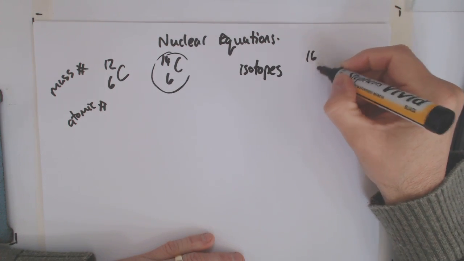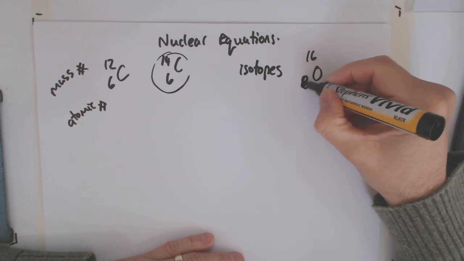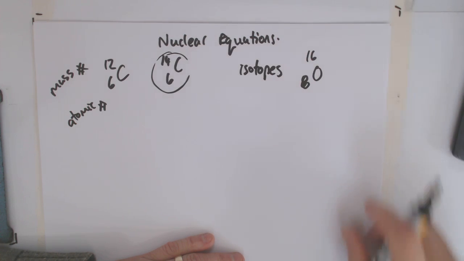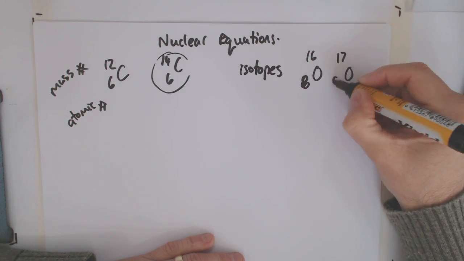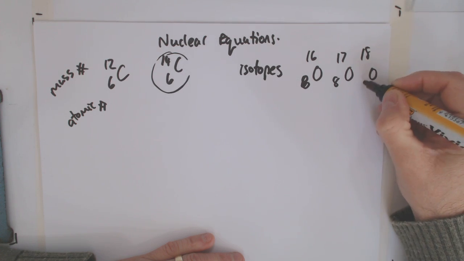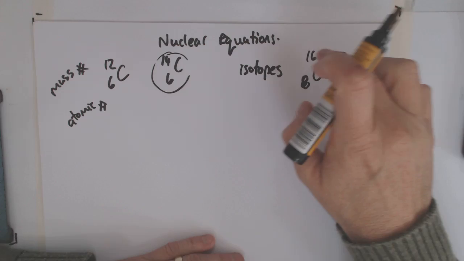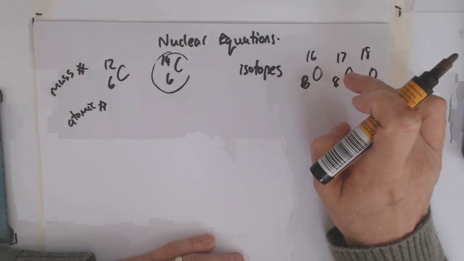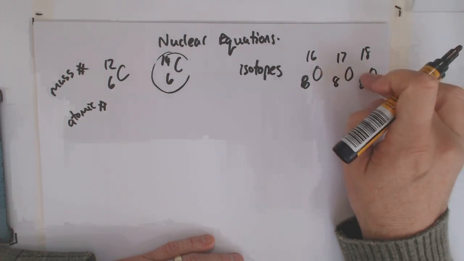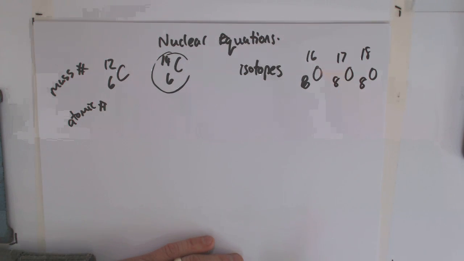Oxygen, you can have oxygen-8 with a 16 mass number. You can have oxygen-17, you can have oxygen-18. So these are all isotopes. All have 8 protons. 16, 17, 18 means 8 neutrons, 9 neutrons, 10 neutrons. Isotopes is what they are. And they have different properties, and usually one of them will be the main one. And usually there'll be the odd radioactive isotope, even for these elements like carbon and stuff like that.